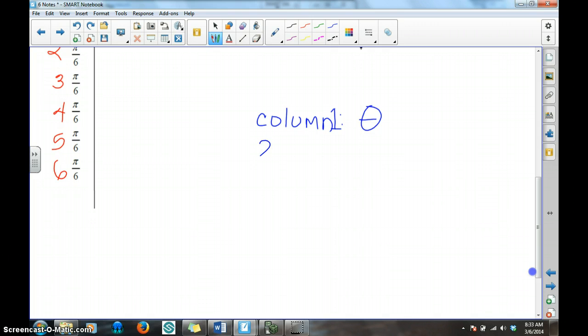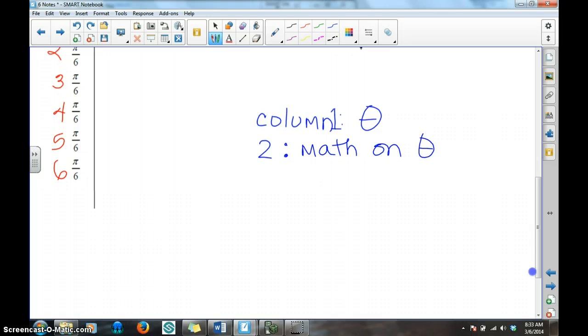Column 2 is going to be, what is it you want to do to theta? So if there's any math to be done on theta, if you have to multiply theta by 3, if you have to divide theta by 2, if you have to add 6 to theta, if theta is not alone, that'll be your column 2. So math that needs to be done on theta. That value goes in column 2.